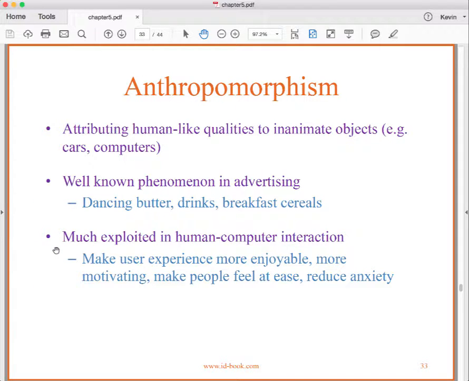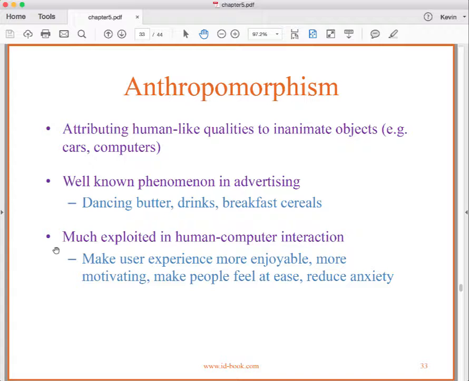And we also want to talk about the use of anthropomorphism or zoomorphism in user interfaces. So anthropomorphism, we know from long ago, is attributing human-like qualities to inanimate objects, e.g. cars and computers. And people have been using this kind of anthropomorphism in advertising. You see things that dance and talk and joke and all kinds of stuff.